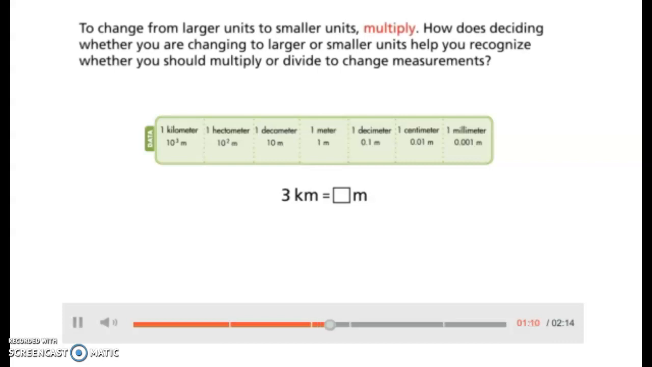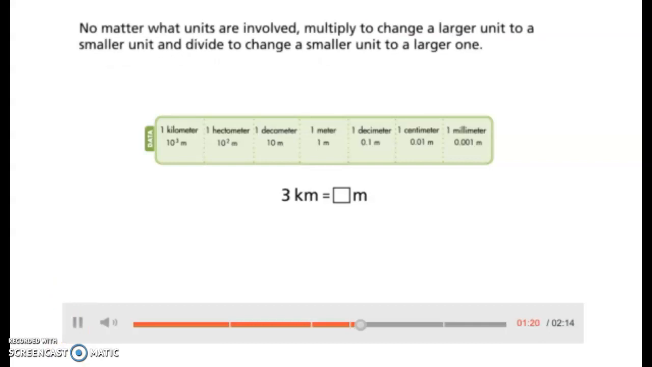How does deciding whether you are changing to larger or smaller units help you recognize whether you should multiply or divide to change measurements? No matter what units are involved, multiply to change a larger unit to a smaller unit, and divide to change a smaller unit to a larger one.